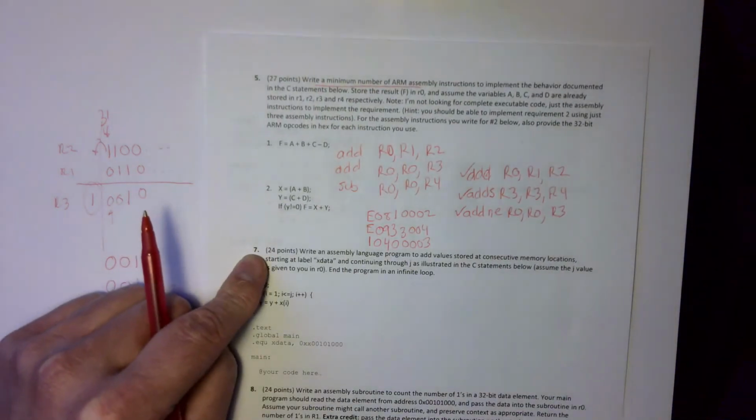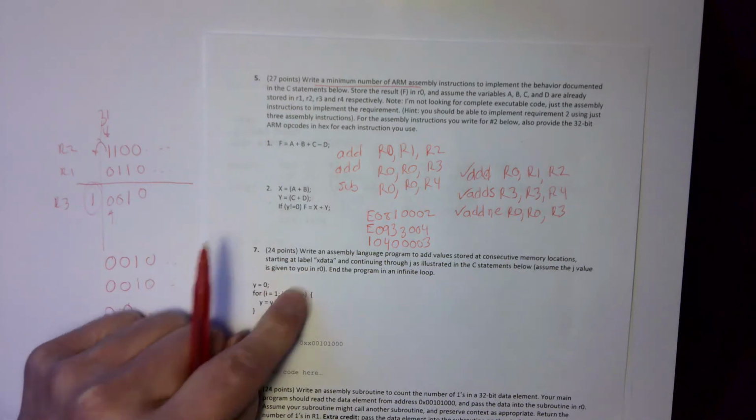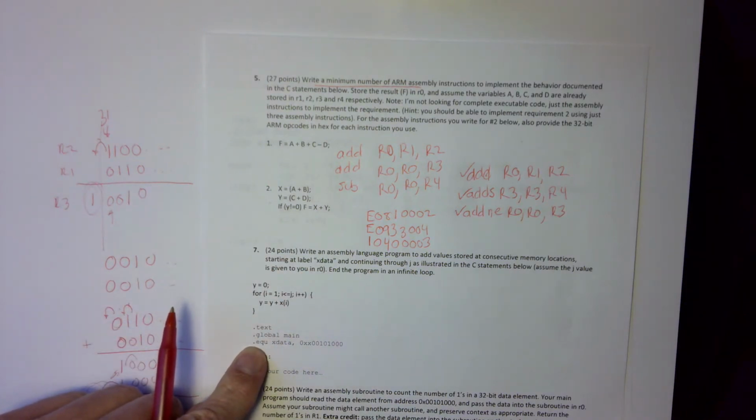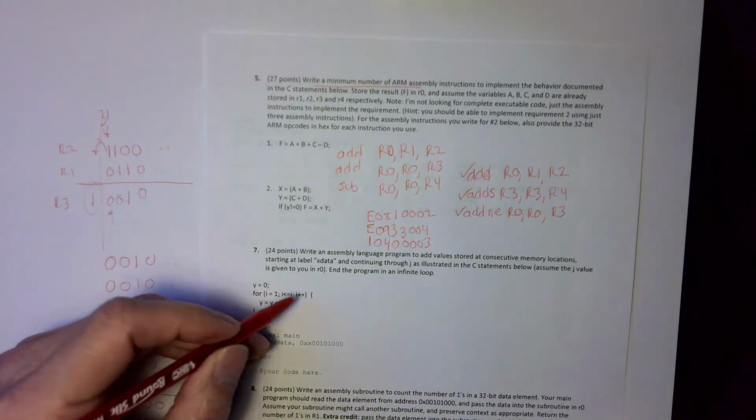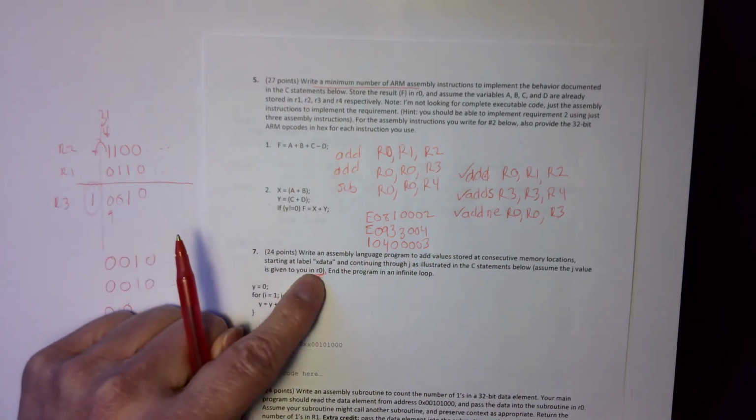This is the one where you had to add up consecutive numbers in memory. Let me read it to refresh ourselves: write an assembly program to add values stored at consecutive locations starting at label X data, which I gave you in the code, and continuing through a value that's given to you in R0. In the for loop I used J here, but the count is given to you in R0, so you already had that value supplied.